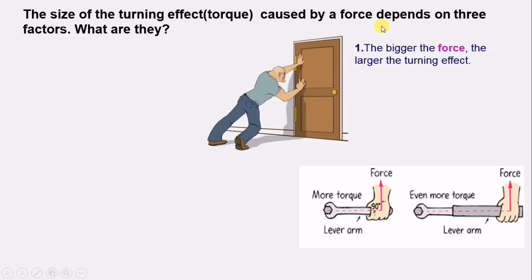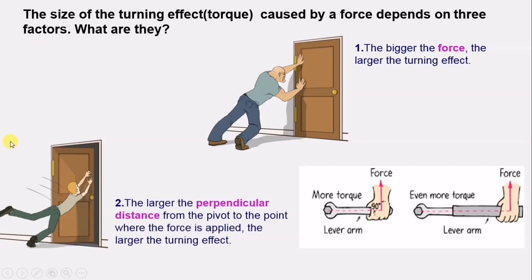So there is another factor other than the force. Let's see what it is. The first factor that affects the torque is the force, the amount of force, the magnitude of force. The larger the force, the more you can rotate an object, and therefore you are applying more torque. Okay, the other factor is the distance.